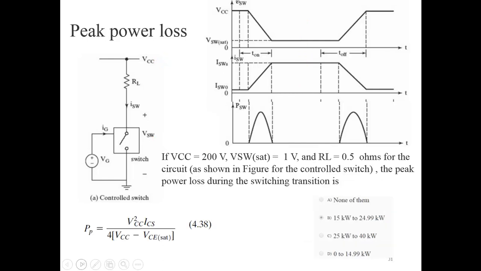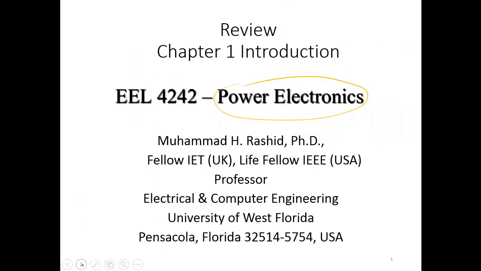The peak power, you should be able to find out. There are some equations in the book. Once you know VCC and the saturation current, you can find the peak current, the RL, and the saturation voltage of the switch. You should be able to find the peak power loss during the switching time, the power during this time. This is VCC, the drop here of 1 volt, the switch current, and you should be able to find the peak current. This is the equation in the book. Please review them. I think that's the end of it.